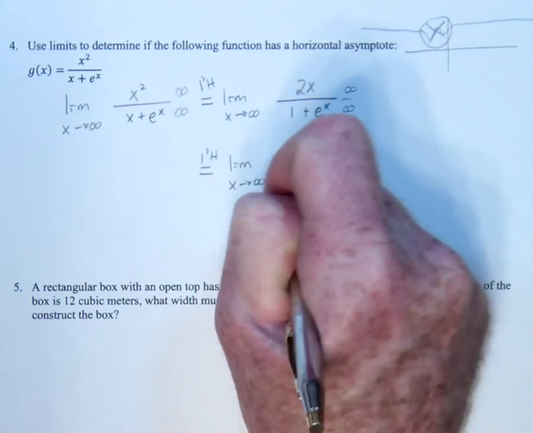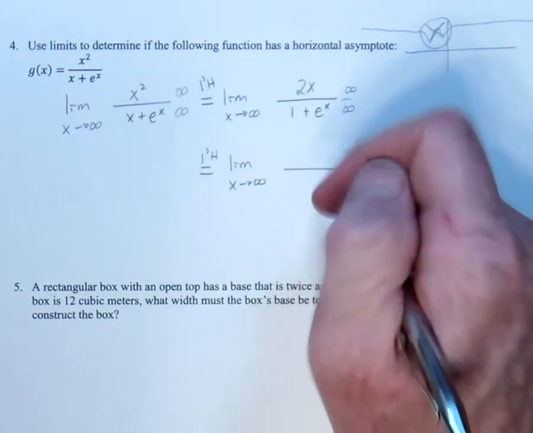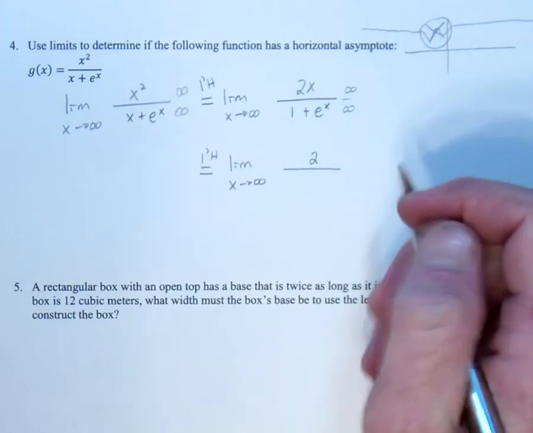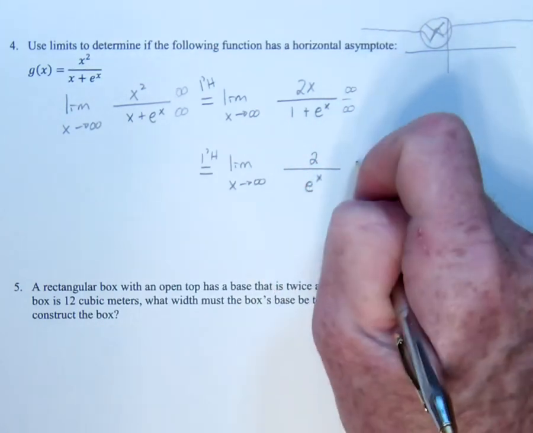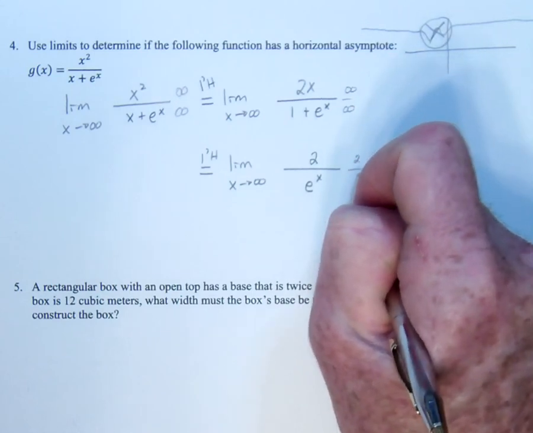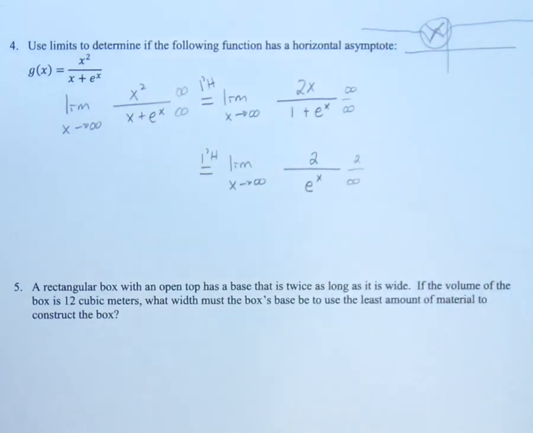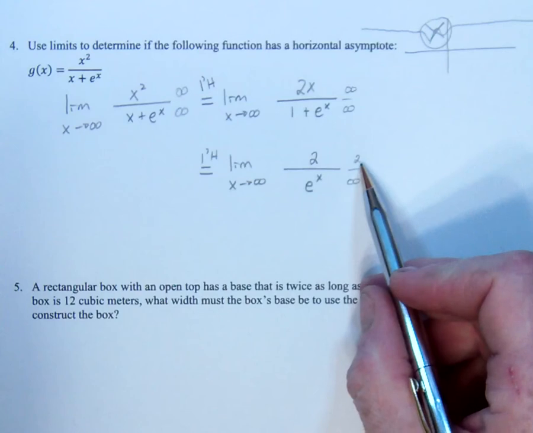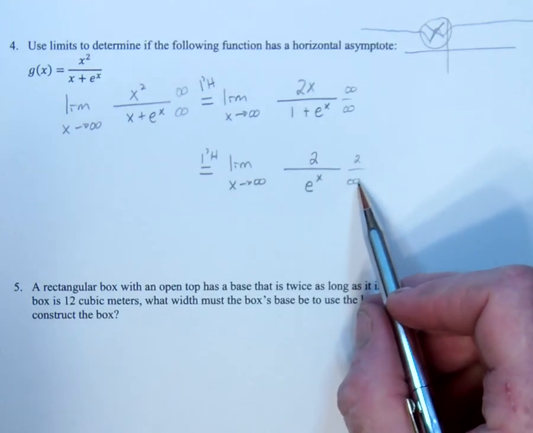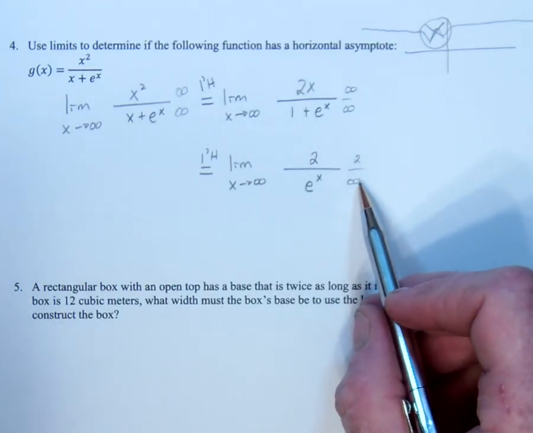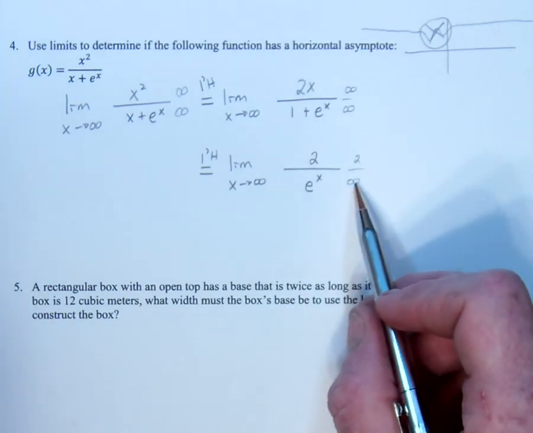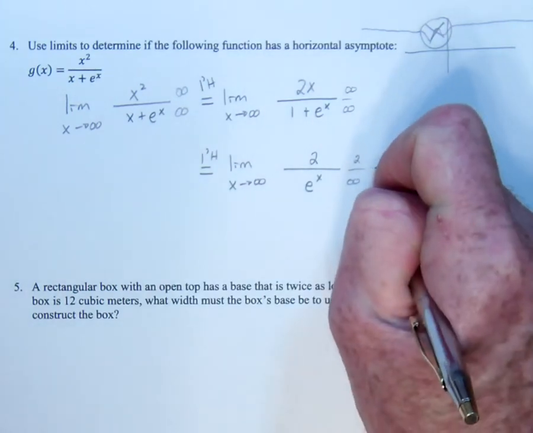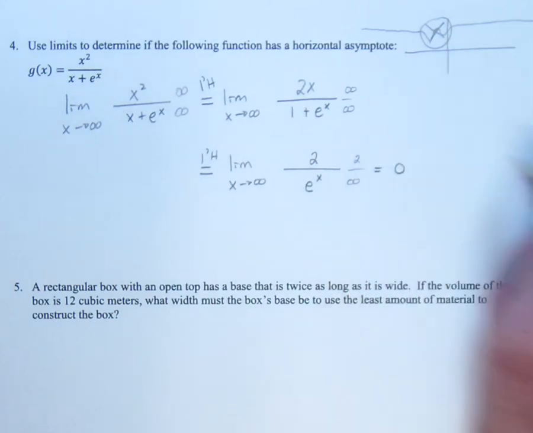Which is easy to do. You take the derivative of the top, which is 2. The derivative of the bottom is e to the x. So then we get 2 divided by infinity. That's saying take 2 and divide it into an infinite number of parts. And if you do that, how big is each part? 2 divided by something really big is really small. In fact, it's so small that it's 0.